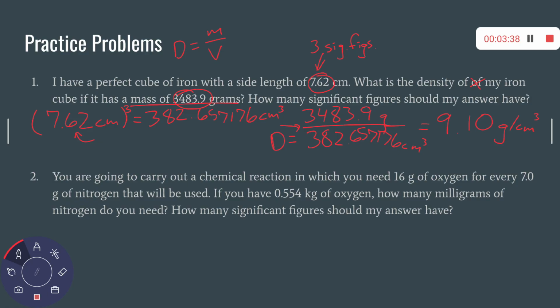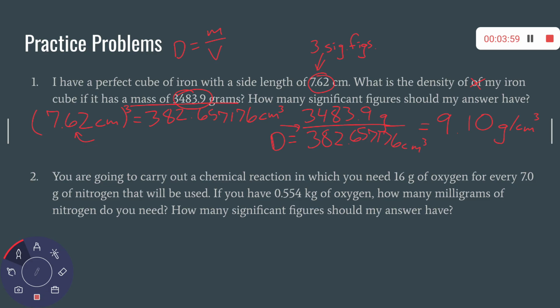Now let's try another one. You are going to carry out a chemical reaction in which you need 16 grams of oxygen for every 7.0 grams of nitrogen that will be used. If you have 0.554 kilograms of oxygen, how many milligrams of nitrogen do you need? And how many significant figures should my answer have?